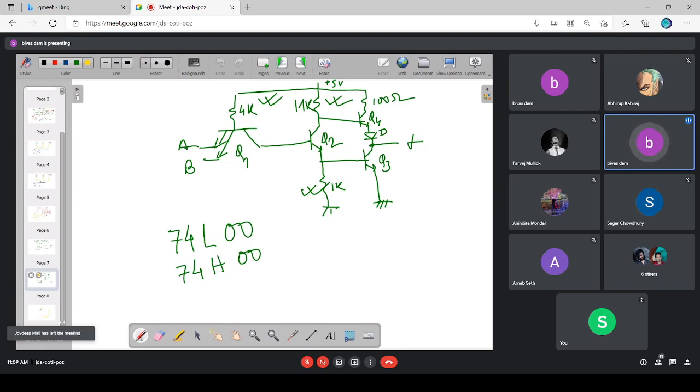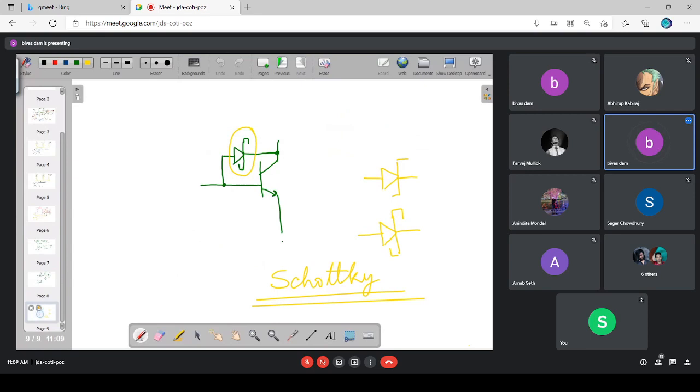What happens to the base-emitter and base-collector junctions? Both are forward biased. Fine, very good. Now let me come here once again.